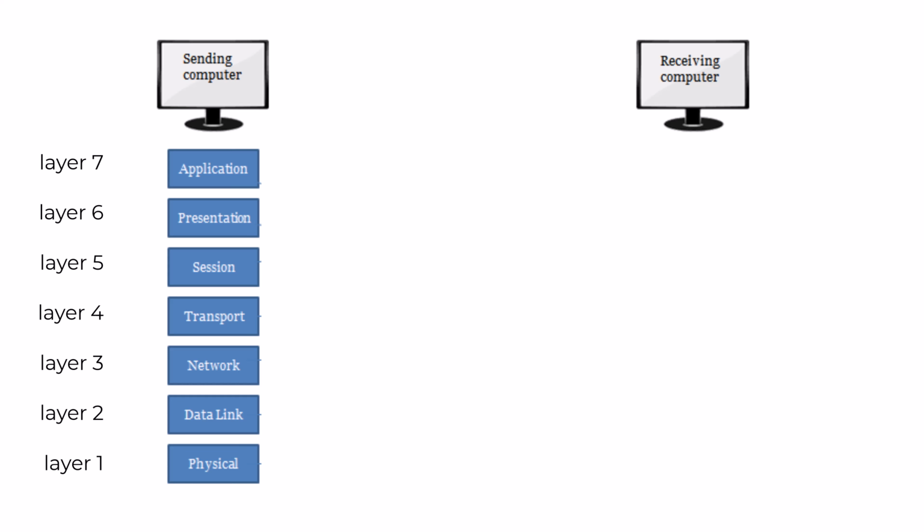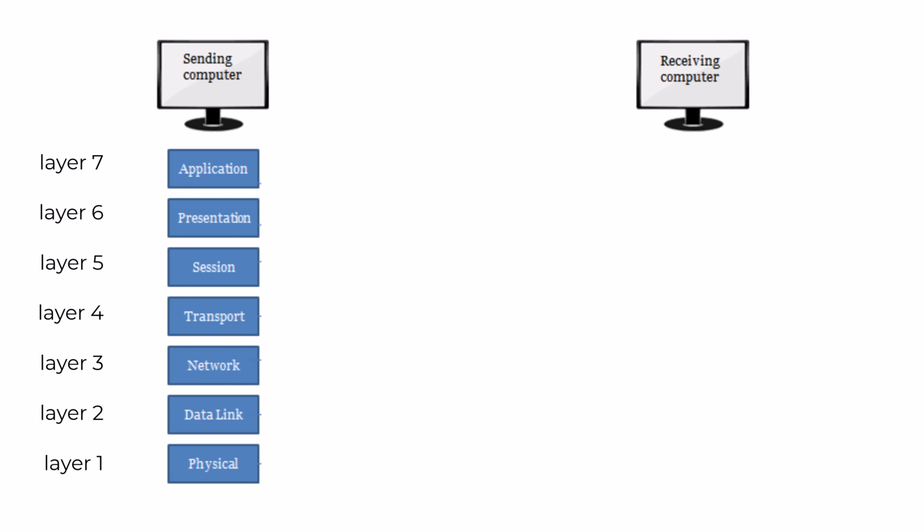Today we are diving into the OSI model, a key concept in networking that helps us understand how data moves from one device to another. We'll cover what it is, how encapsulation and decapsulation work, and break down each of its 7 layers. So let's get started. So what is the OSI model?